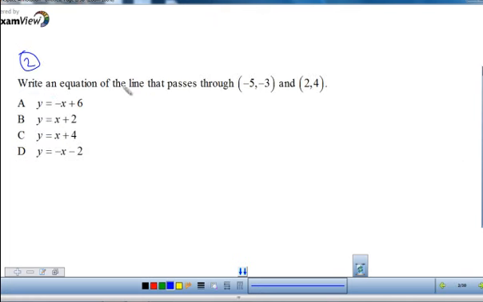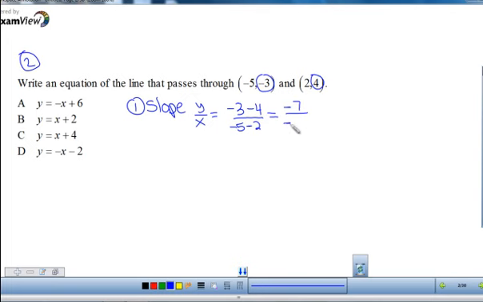Okay, for number 2, we want to write an equation of a line that passes through 2 points. So the first thing I need to do is find the slope. So the y's go on top, x's go on the bottom. Remember to change the sign of the second number. So we're going to have negative 3 minus 4, change the sign of the second number, over negative 5 minus 2. Again, change the sign of the second number. Same signs we add, so we get negative 7. Negative 5 minus 2 is again same sign, so we're going to add. Negative 7 divided by negative 7 becomes a positive 1, because a negative times a negative is a positive.